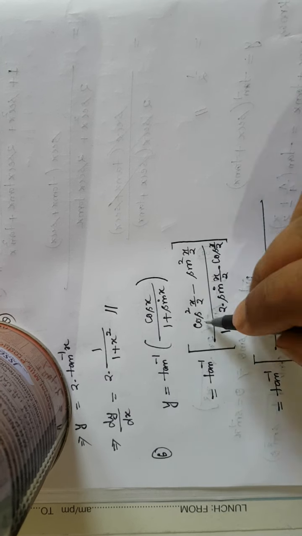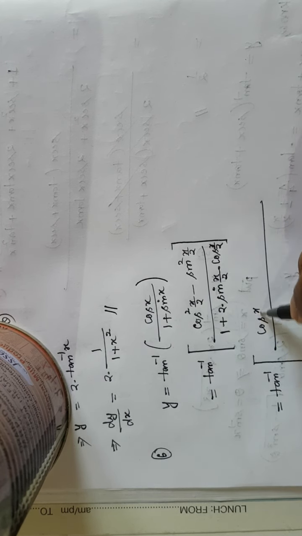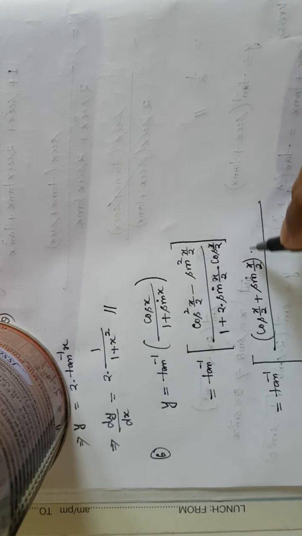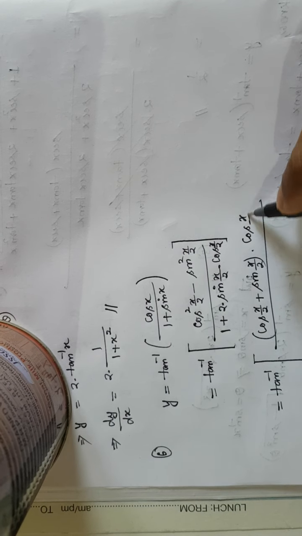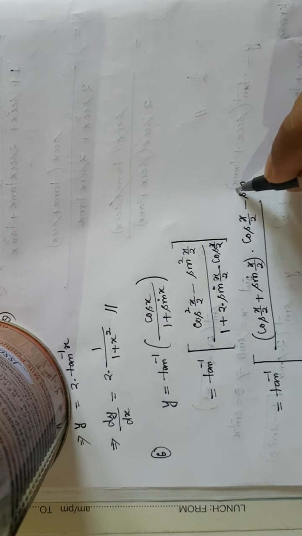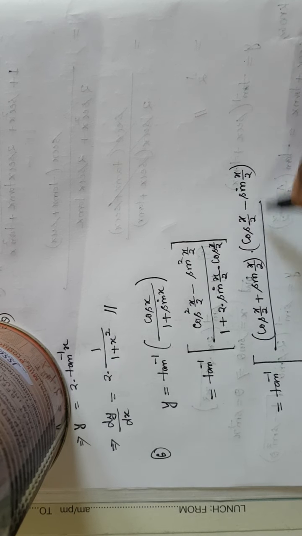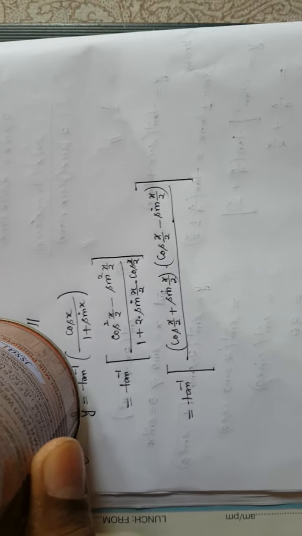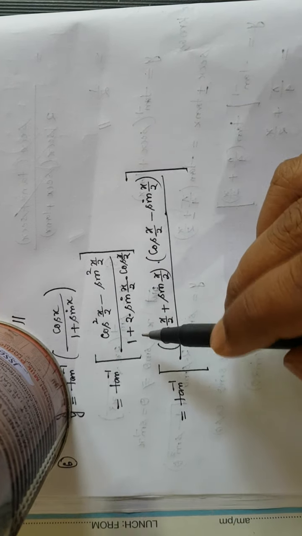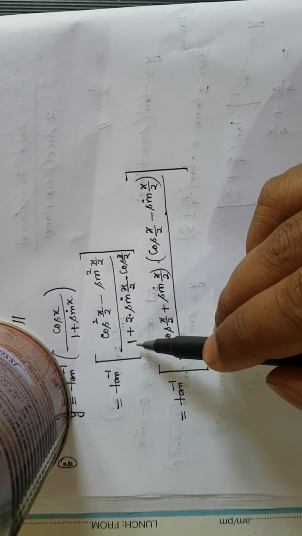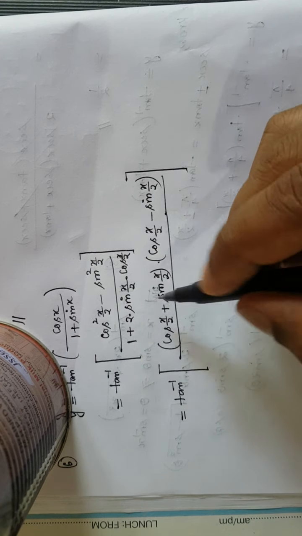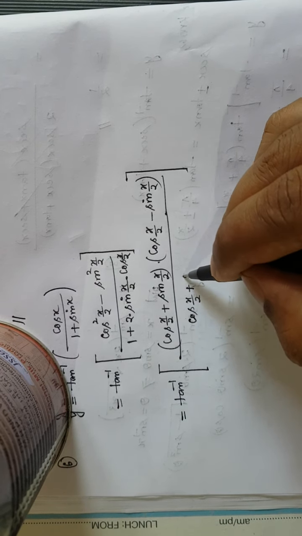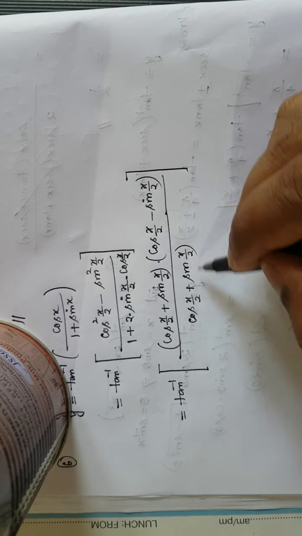This is cos x by 2 plus sin x by 2 multiplied to cos x by 2 minus sin x by 2. a square minus b square is equal to a plus b into a minus b. Now if you see, what is 1? 1 means sin square theta plus cos square theta. You can write cos x by 2 plus sin x by 2 here.